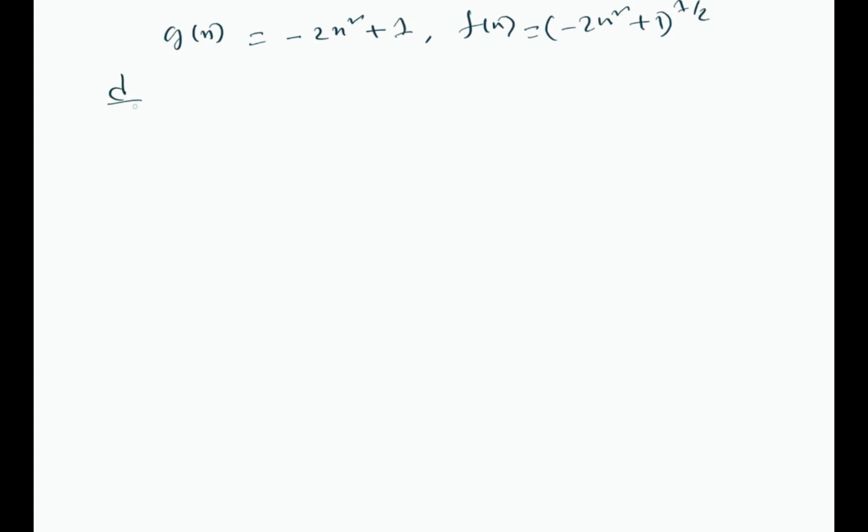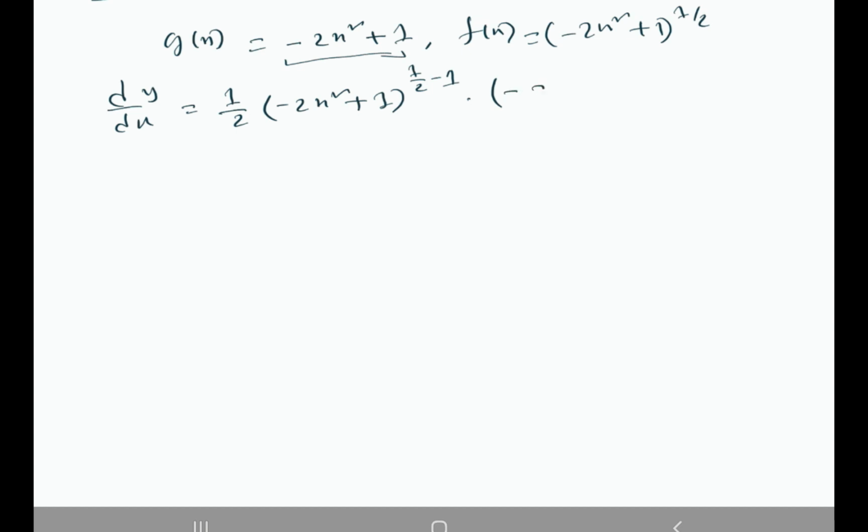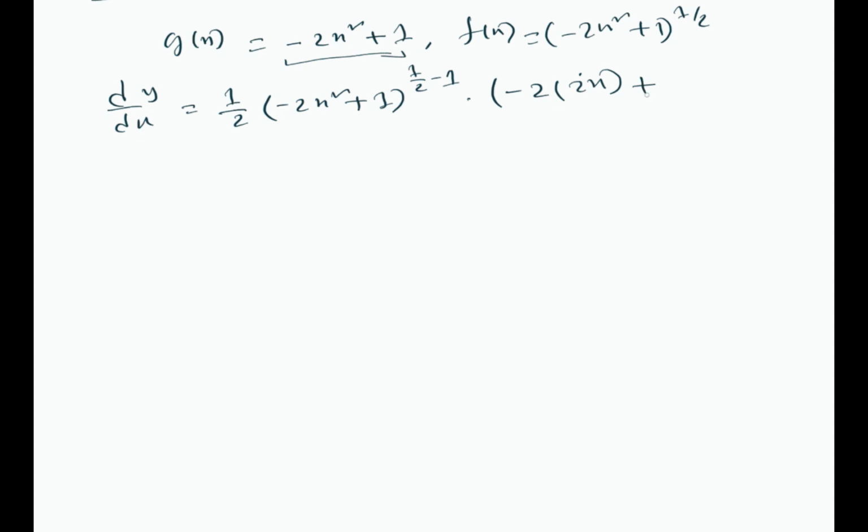Okay, so derivative of y with respect to x is equal to, first we need to use the power rule. So we have a power, so 1 over 2, then we need to put our base minus 2x squared plus 1, then half minus 1, then we need to take the derivative of our inner function, which is this part. So derivative of minus 2x squared would be minus 2, derivative of x squared is 2x, right? Then derivative of 1, which is a constant, is actually 0.